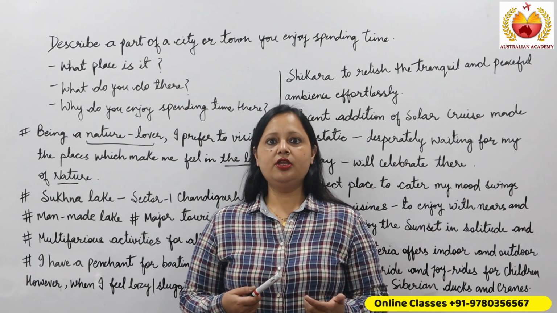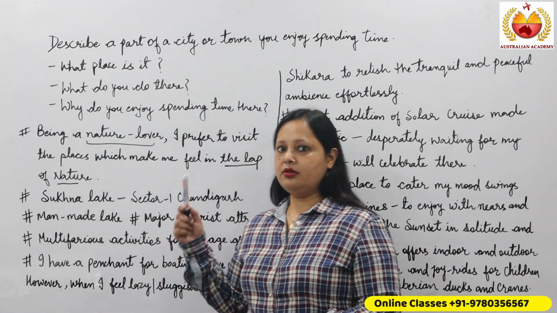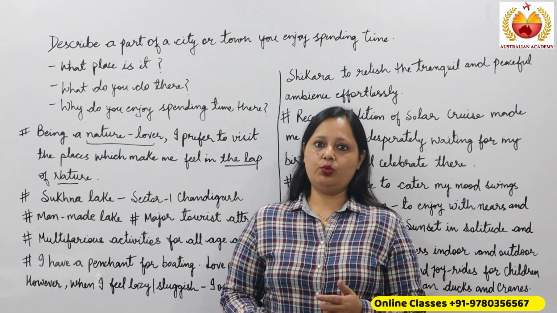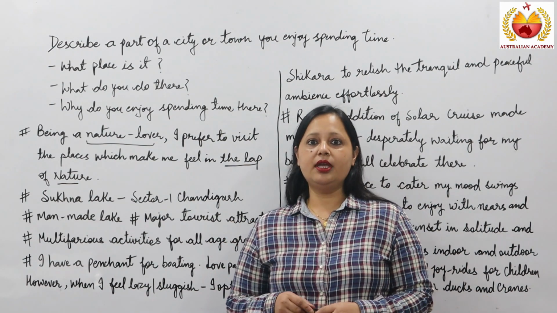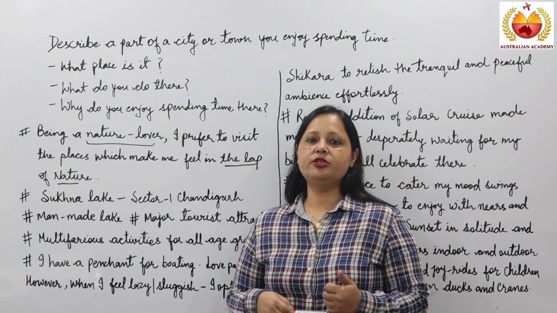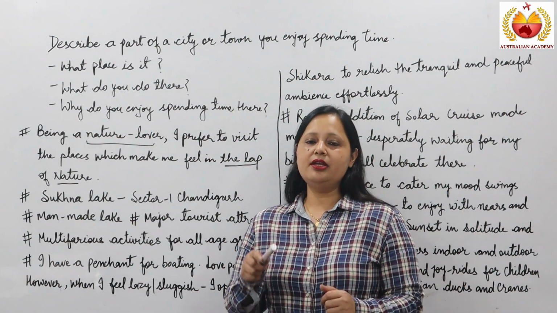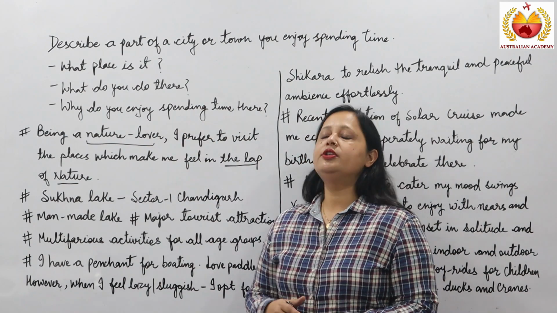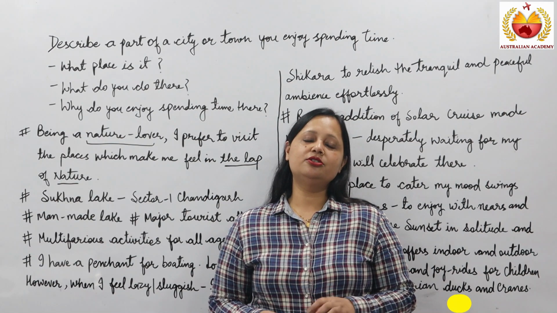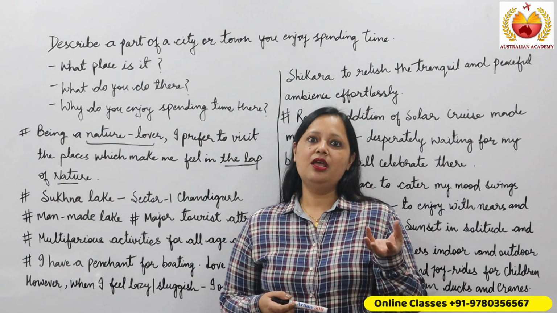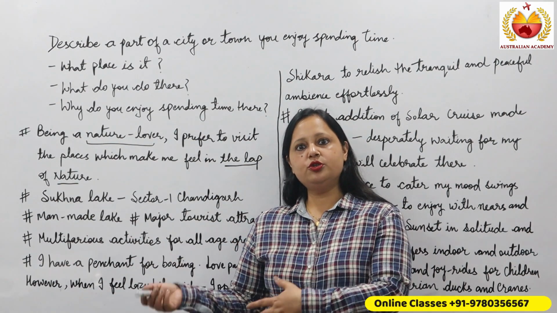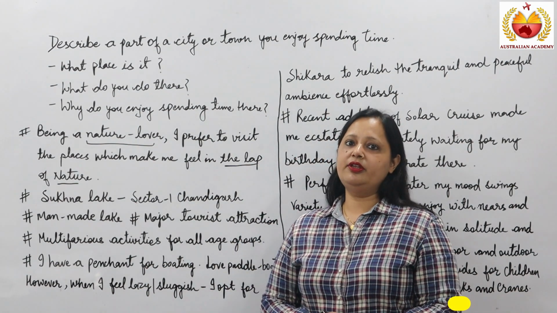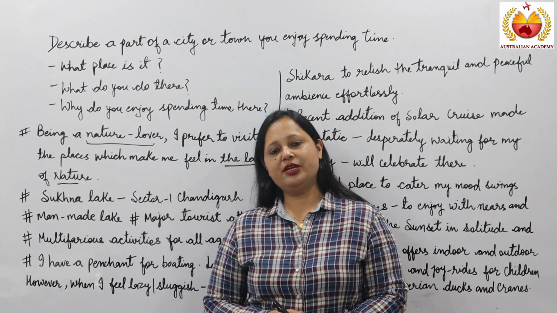As you know, every cue card has a few follow-up questions. The first point is: what place is it? You need to talk about the name of the place and where it is. Second, what do you do there? You need to focus on the activities which generally people do over there, and specifically what activity you prefer. And the third is: why do you enjoy spending time there? We need to talk about a specific reason, that this reason always attracts me to visit this place again and again.